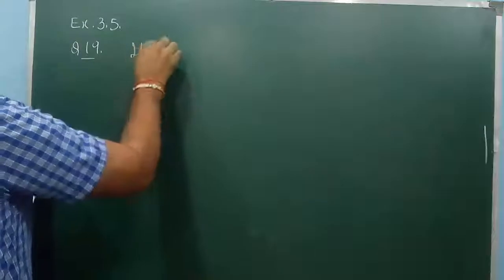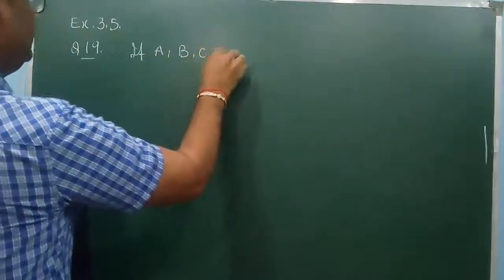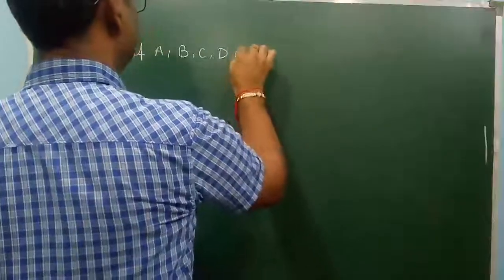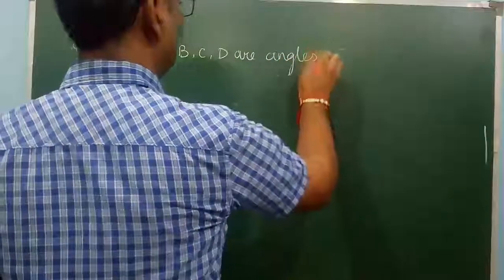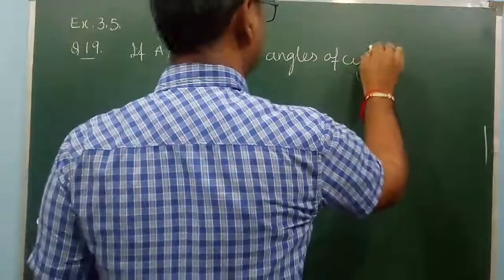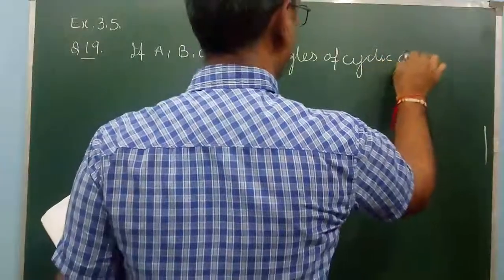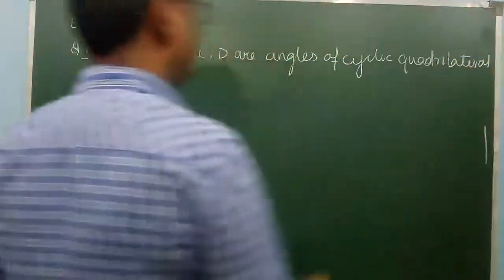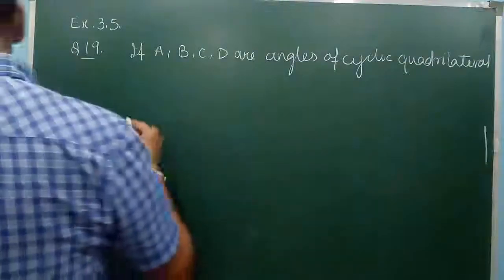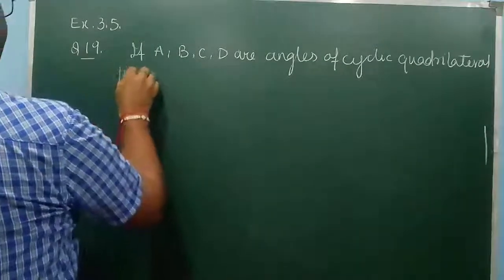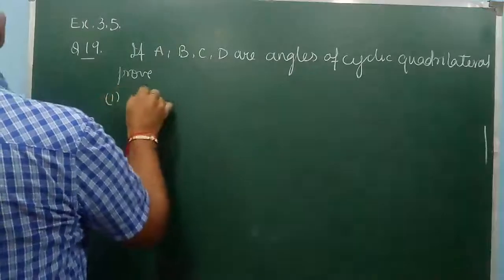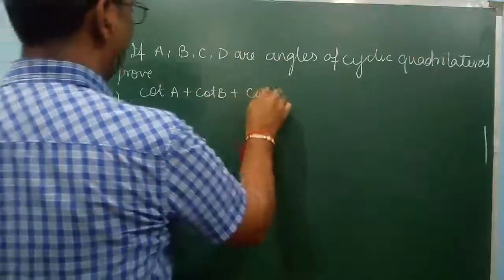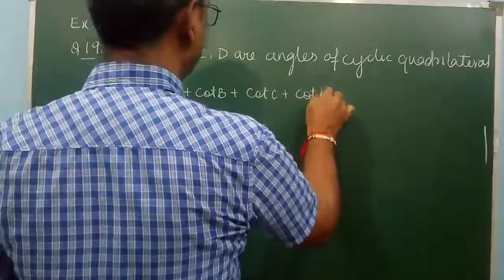It is given that if A, B, C, D are the angles of a cyclic quadrilateral, prove that. The first part is cot A plus cot B plus cot C plus cot D equal to 0.